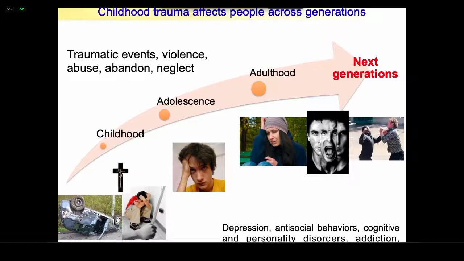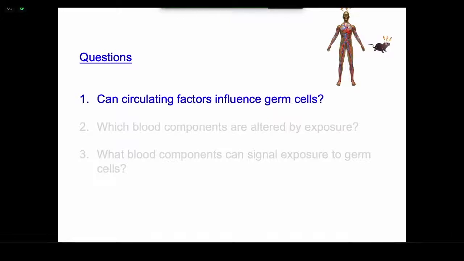They run in families, and despite many genome-wide association studies, there is not a single gene for depression, for instance, but it's really a combination of genetic background and the environment. So we are interested in how being exposed to trauma, childhood trauma, can affect the body and can alter the epigenome in germ cells. So I'd like to go through three questions. The main one is whether circulating factors can influence germ cells.